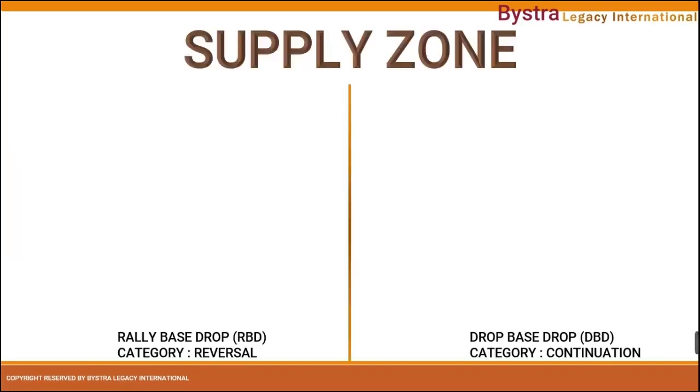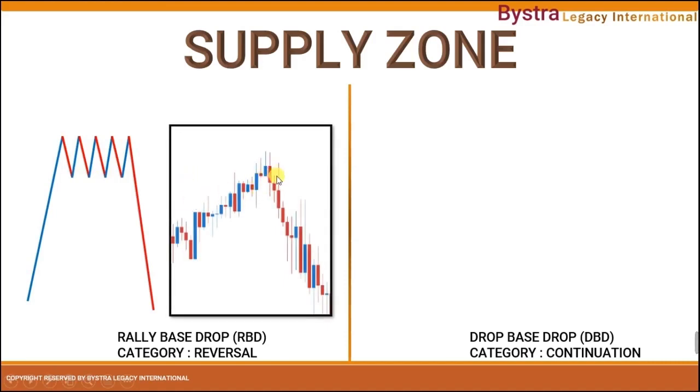Okay, let's have a look at the supply zone. As we know, there are 2 types of supply zone: the Rally Base Drop and the Drop Base Drop. Let's have a look at the Rally Base Drop. The Rally Base Drop would have a pattern like this. This is a base area. If we look at the candlestick chart, here is the Rally Base Drop. So I'm going to mark the zone like this. So this is our base, Rally Base Drop. Same goes here. Here is the Rally Base. This blue color is the base and then price drops.